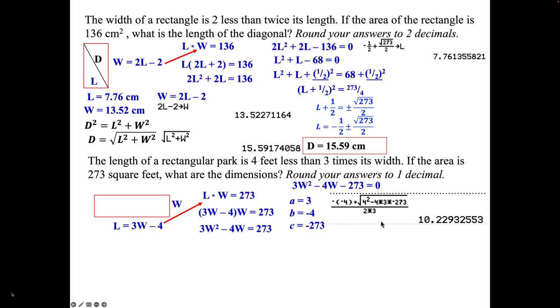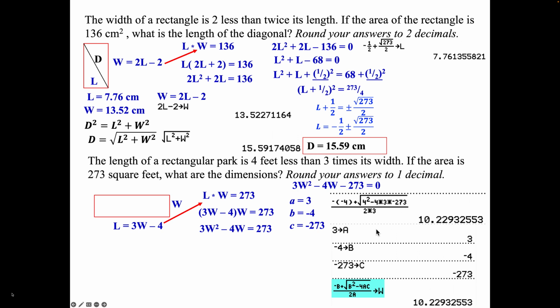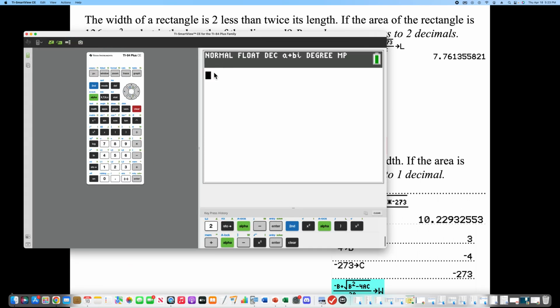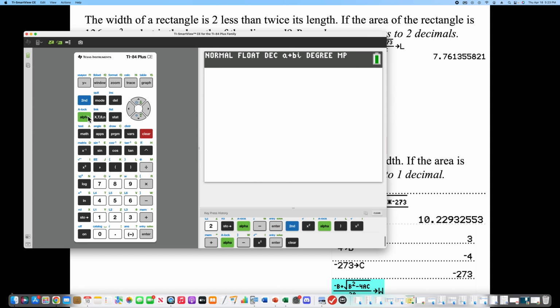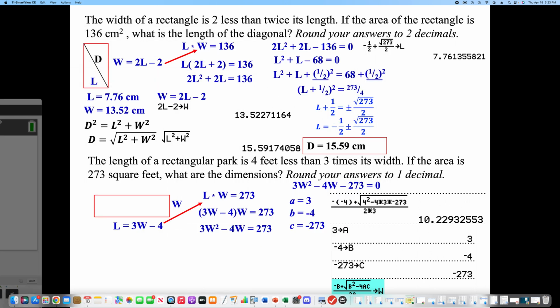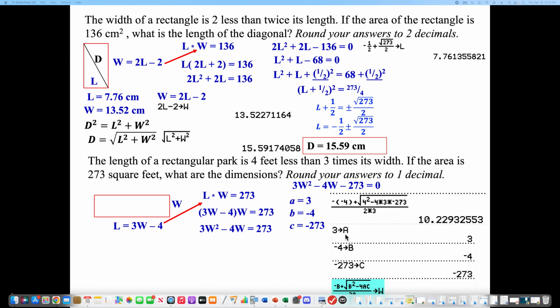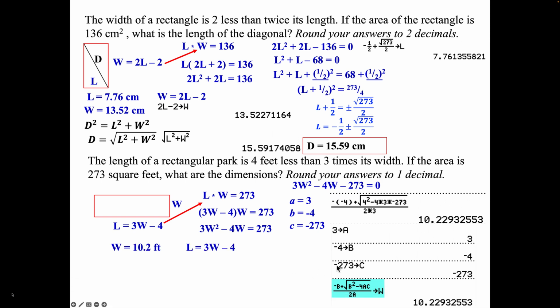Now, another way to enter this into your calculator, which I think is advantageous, is using that store button like I showed you up here with the L and the W. You can take the 3 stored into alpha A, and I think the calculator set this up for the quadratic formula because right below your alpha button is A, B, and C, all set up and ready to go. So 3 stored in A, negative 4 stored in B, and after you hit the A and the B, we got to hit enter so it's activated. And now we're going to have negative 273 stored in C, enter.